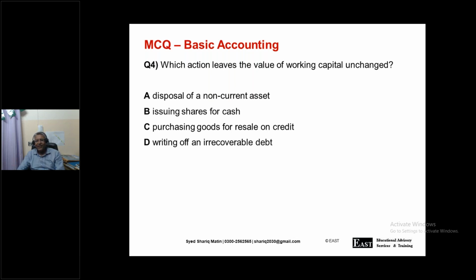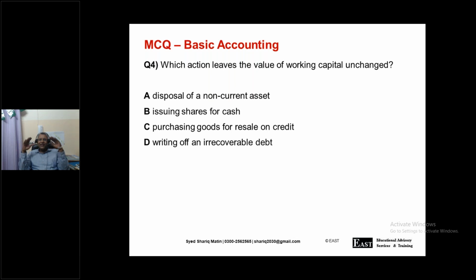And in C, which is the correct answer, we are purchasing goods for resale on credit. We are purchasing inventory, which will increase the working capital. But we are purchasing them on credit, so the current liability will also increase by the same amount. So it will leave the working capital unchanged. Right. Great, Elia. Thank you very much.